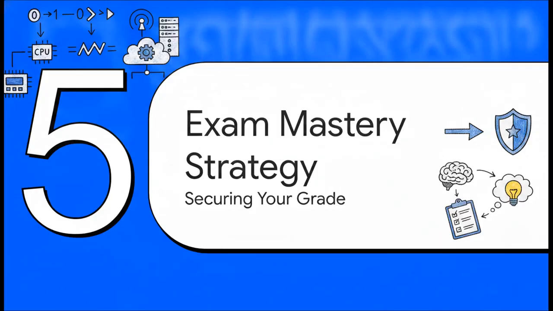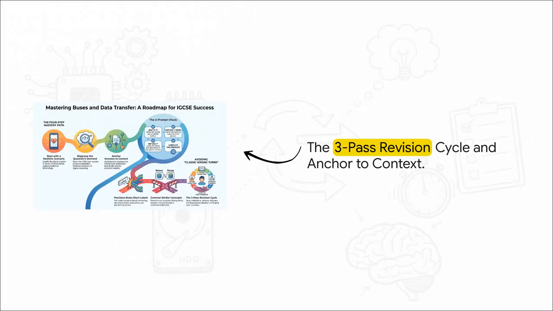Section 5. The Exam Mastery Strategy. Securing your grade. Okay, we have covered a massive amount of ground today, from binary and Boolean logic down to CPU registers, up through OS functions, and all the way out to network hardware. Bringing this all together requires a tangible battle plan. That's the 3-pass revision cycle. Pass 1, secure your definitions. Pass 2, rehearse your diagrams, like that CPU architecture. And Pass 3, which is absolutely crucial, avoid generic answers by always anchoring your response to the specific context of the scenario they give you in the exam.